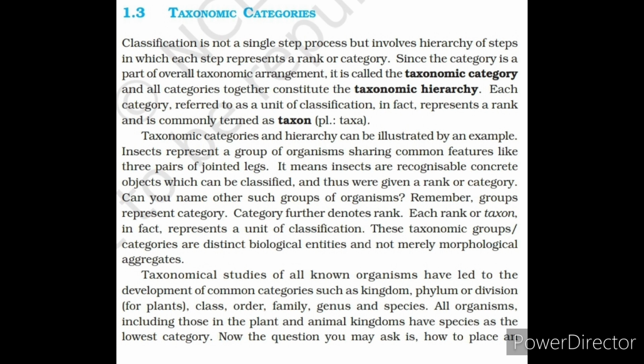Each category, referred to as a unit of classification, in fact, represents a rank and is commonly termed as taxon. Taxonomic categories and hierarchy can be illustrated by an example. Insects represent a group of organisms sharing common features like 3 pairs of jointed legs. It means insects are recognizable concrete objects which can be classified and thus were given a rank or category.